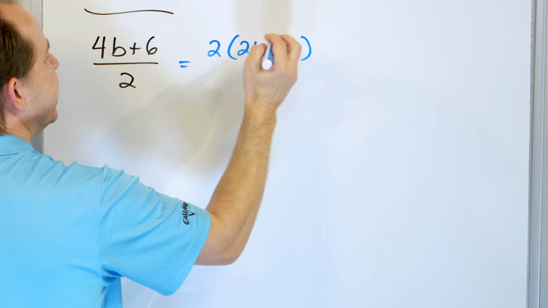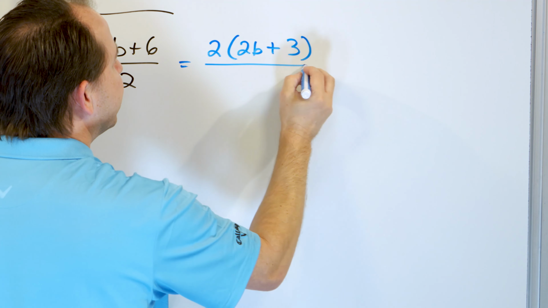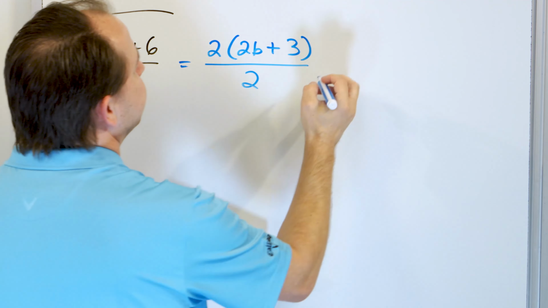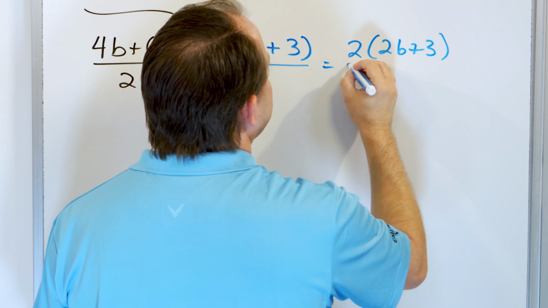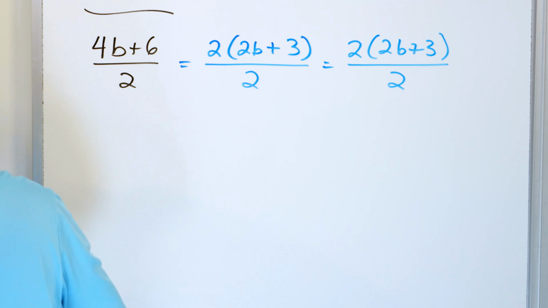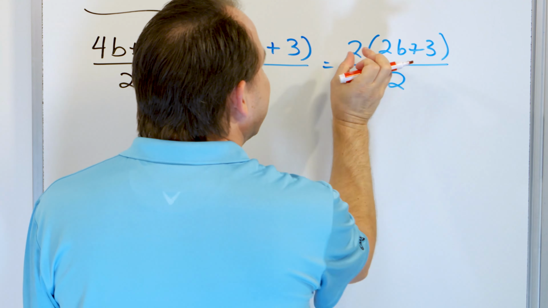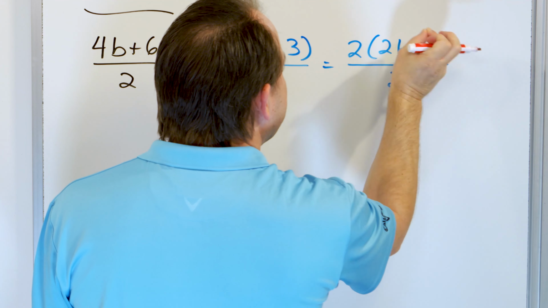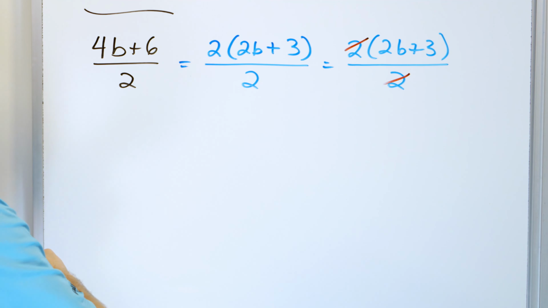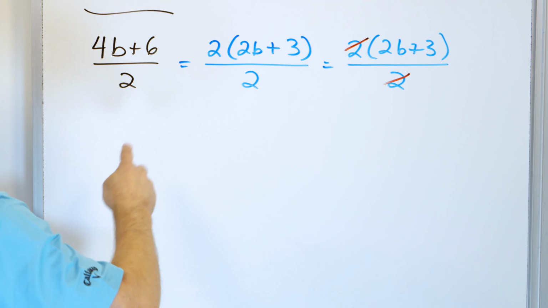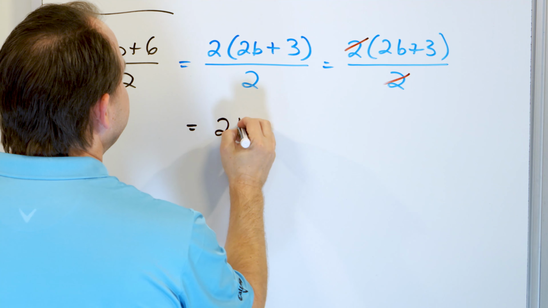2 times something is 6. 2 times 3 is 6. So that is the factored form, and then I have a 2 on the bottom. So let me rewrite it. 2 times (2b plus 3), and on the bottom, it'll be a 2. And then the 2's, because every term in the numerator is multiplied, it's just a giant term here, I can cancel with what I have on the bottom. The 2's cancel. And so what am I going to have left over? It's just going to be 2b plus 3.